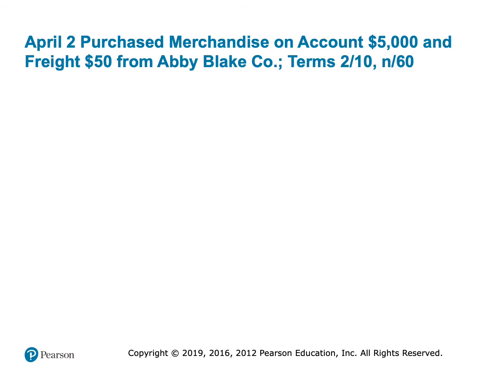So here we're told again, we purchased that merchandise on account. Remember, anytime we see on account, that means accounts receivable or accounts payable. Since we're the purchaser, since we're purchasing, it's accounts payable. Payables and purchasing go together. It was for $5,000 and $50 of freight from Abby Blake. Again, terms 2/10 net 60.